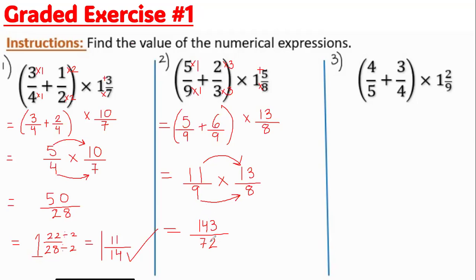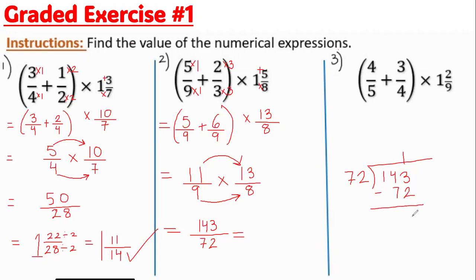And so we say 143 divided by 72. It's going to give us what? 1 remainder 71. So 72 goes into 143 how many times? 1 time. Very good. 72 times 1 is 72. We subtract, so we have 143 minus 72.